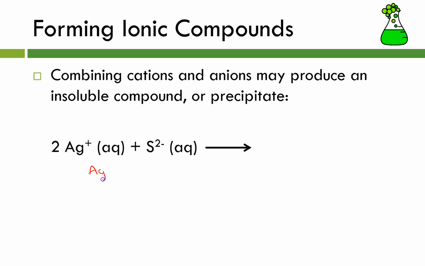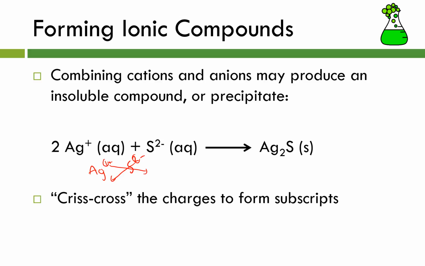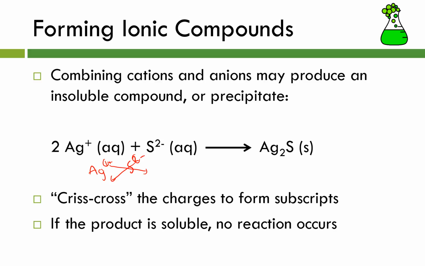I have Ag with a charge of 1+. I've got sulfide with a charge of 2-. We've done this before with predicting products. We're going to produce Ag2S, silver sulfide, which is insoluble. So again, crisscross those charges to form the subscripts. If the product is soluble, no reaction occurs. That just means that they will stay as ions. But if you use table F in your reference table, silver ions plus sulfide ions will give you an insoluble product.